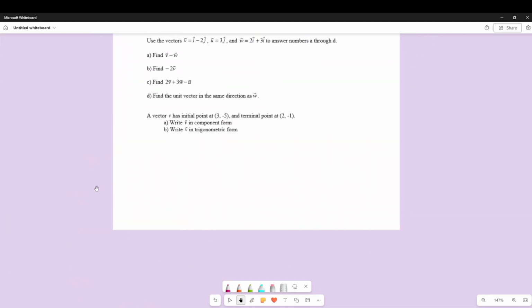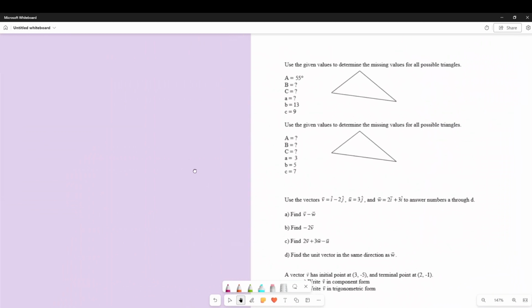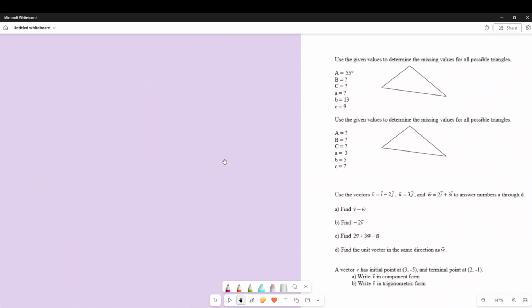Okay, where's that other page? There we are. Ooh, lots of stuff on this other page. It's fun stuff though, but okay, so this is going to be at least an hour.